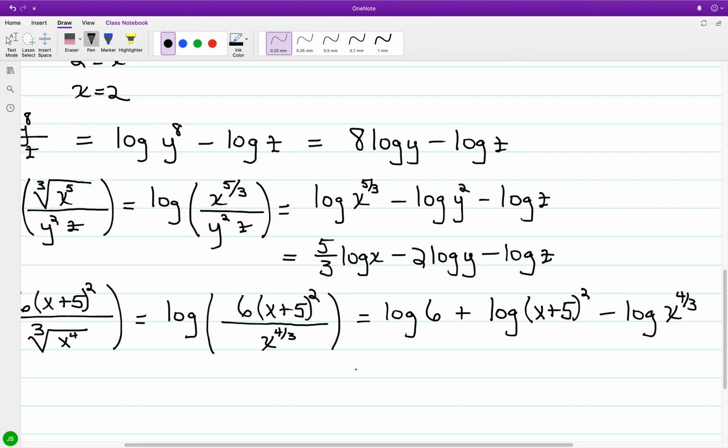And converting the powers as coefficients, we have between base 10 logarithm and 6, 6 is not an integer power or a factor of 10. So base 10 logarithm of 6 remains fixed. And we have for the next terms, 2 times the base 10 logarithm of the quantity of x plus 5. And for the last term, we have minus 4/3 of the base 10 logarithm of x.